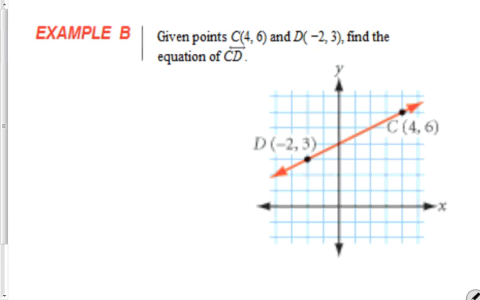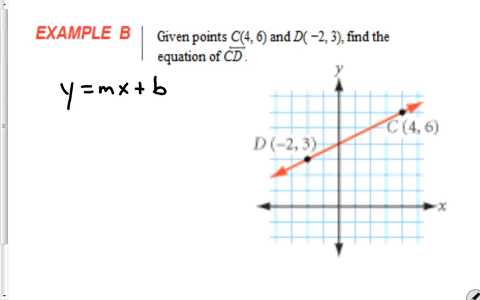Our second example, similar but slightly different. Here we're being given points C and D, and we're being asked to find the equation of line CD. So, of course, y equals mx plus b. Let's start by finding our slope, m.